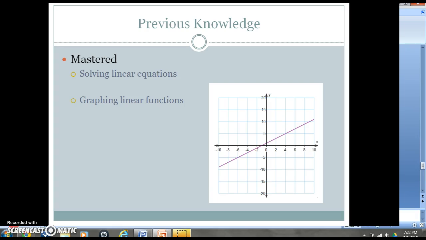The students will come into this unit having mastered some previous knowledge. One of those topics mastered will be solving linear equations. This will be helpful because they'll understand what it means to solve an equation. This will help them understand what we're doing when we're solving a quadratic equation. The other piece of information that they will have mastered is graphing linear functions. It's important that they have mastered graphing linear functions so they are not new to graphing when we are developing strategies to graph quadratic functions.